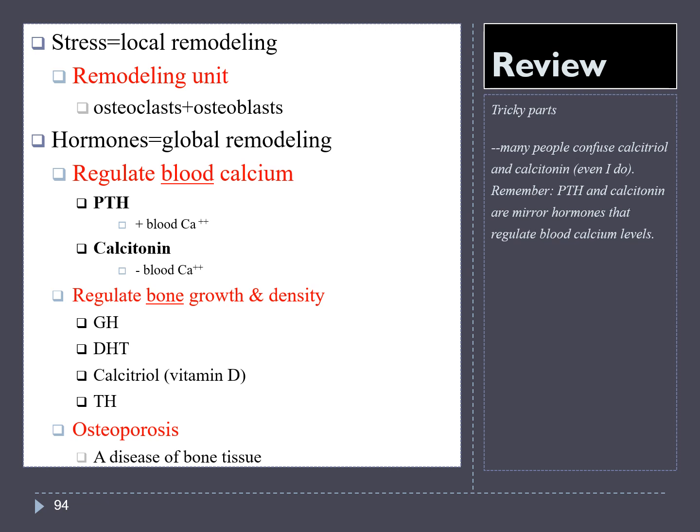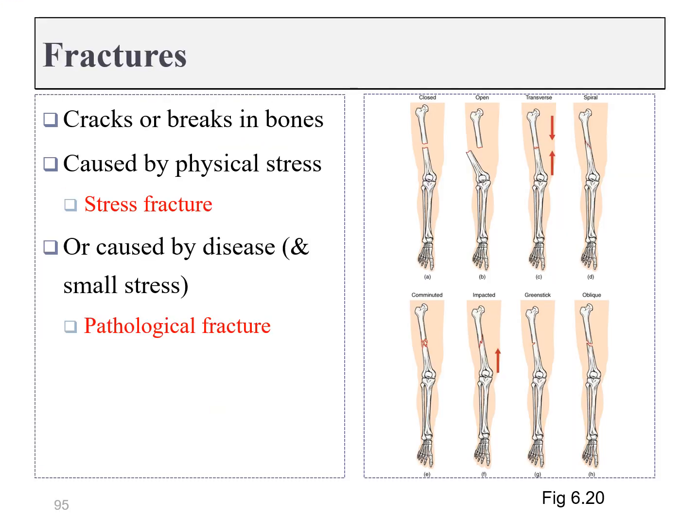So, we talked about stress on bone tissue and how that can lead to remodeling. We talked about the remodeling units and why it's important for both osteoclasts and osteoblasts to work together. We covered a number of hormones and then brought that all together to discuss the disease osteoporosis. The last thing that we need to cover are bone fractures. These are usually caused by physical stress, but this can be exacerbated by certain diseases like osteoporosis.